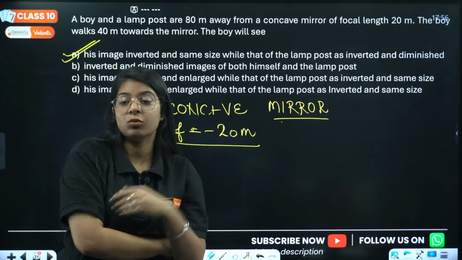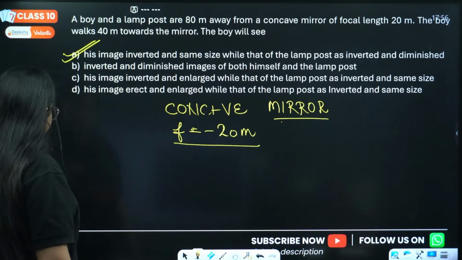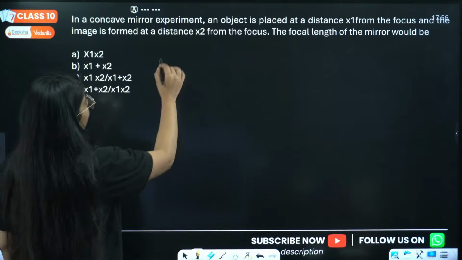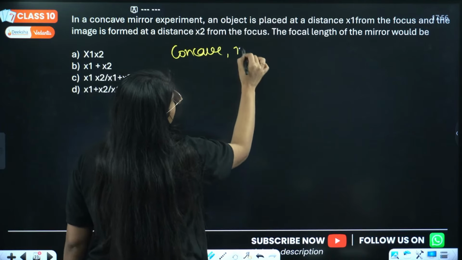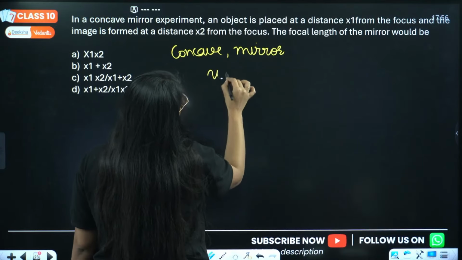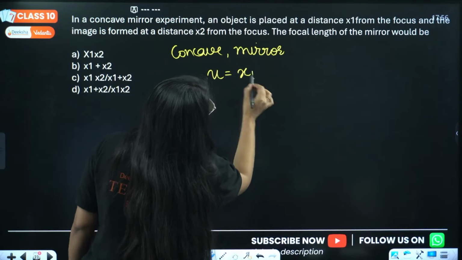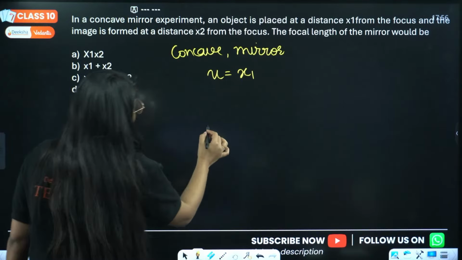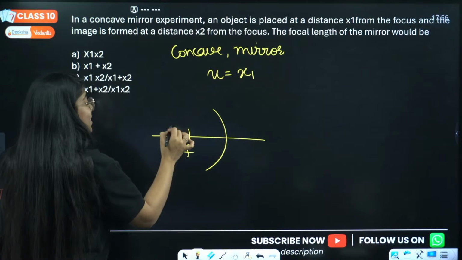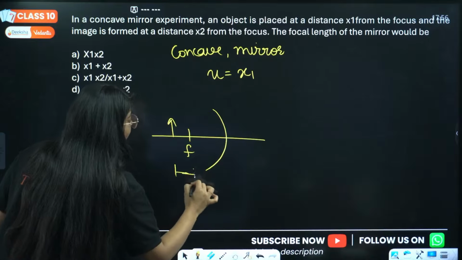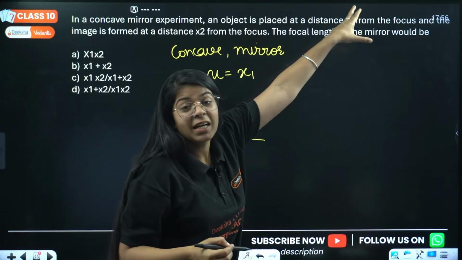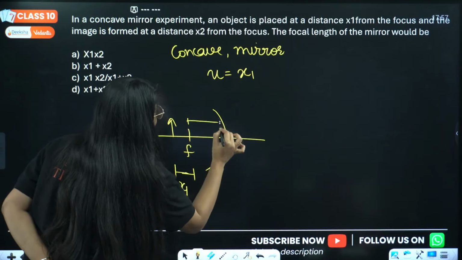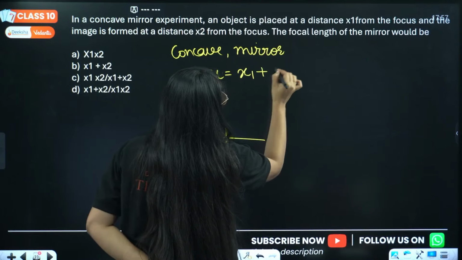Karan gave the answer B to the previous question. Okay, next question. In a concave mirror, an object is placed at a distance x1 from the focus, and the image is formed at a distance x2 from the focus. See, this is a concave mirror. This is my focus. Read it very carefully: the distance is x1 from the focus. So this is x1 and this is f. Right, so my object distance will be x1 plus f.